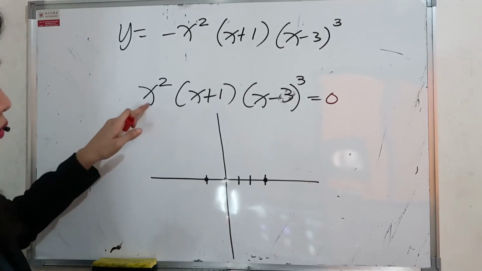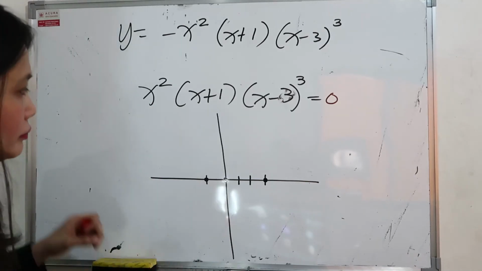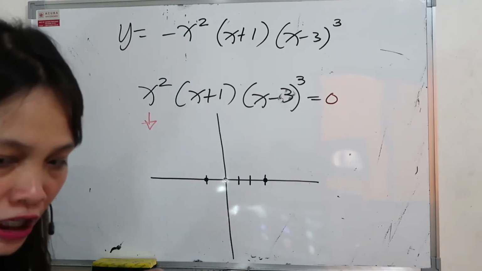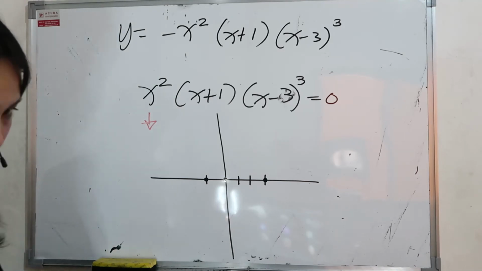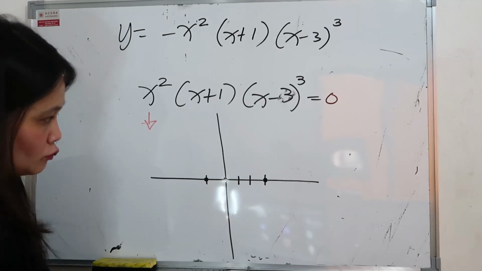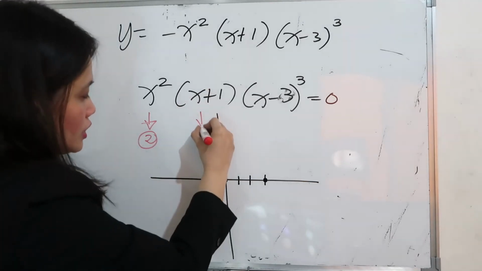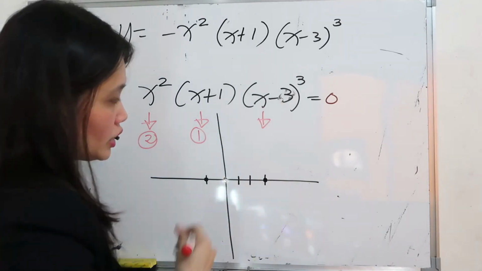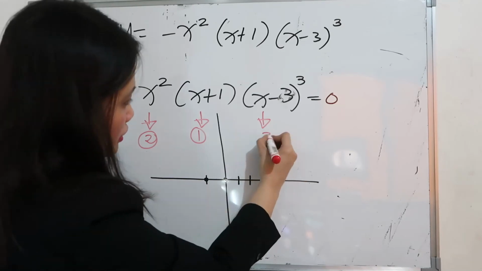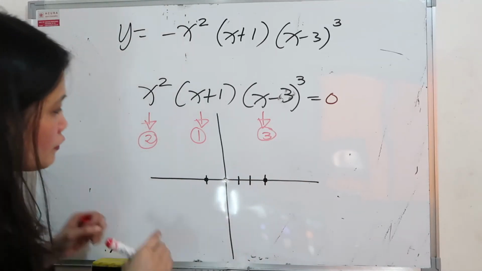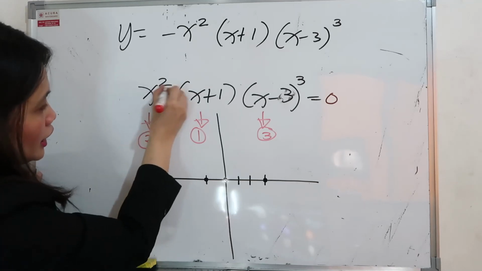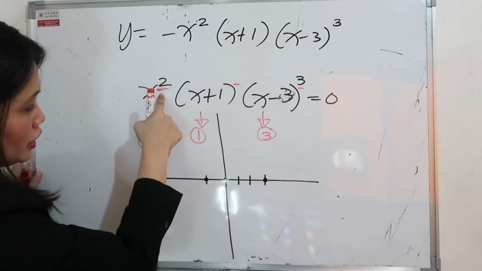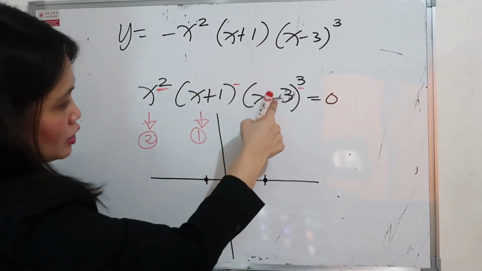So what will be your multiplicity? When we say multiplicity, we are referring to the degree of each factor. In here, what is the multiplicity? 2. Here? 1. Here? Okay, 3. Again, multiplicity refers to the exponent or degree of each factor. So this is 2, this one is 1, and this one is 3.